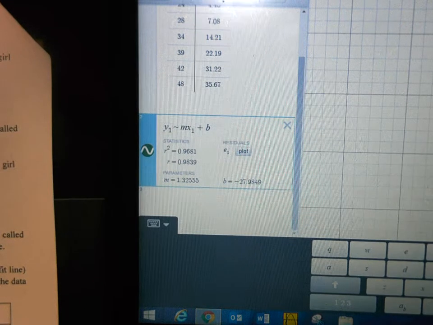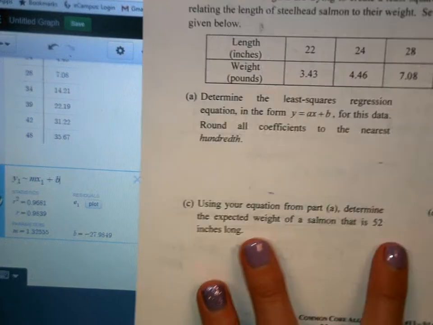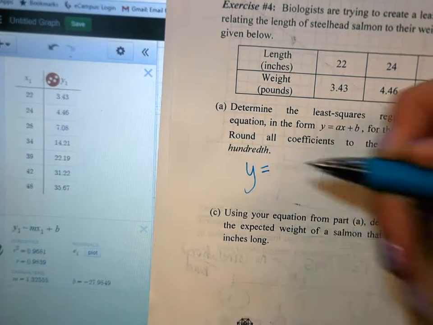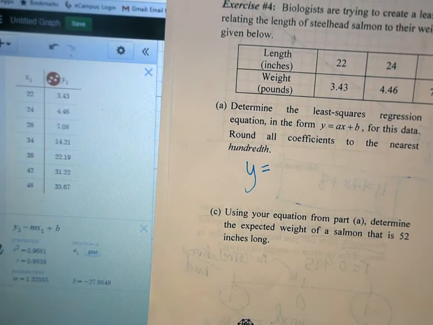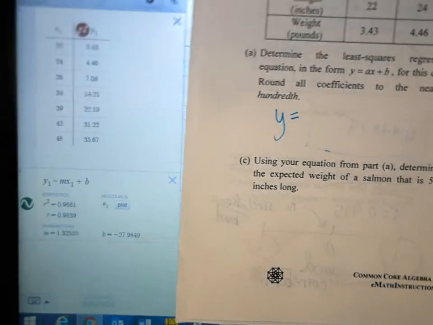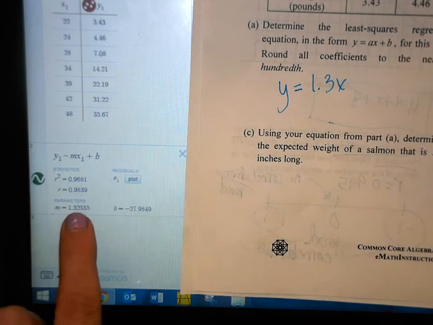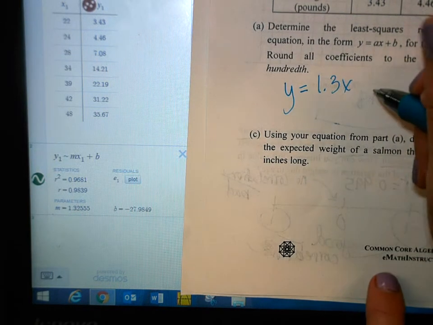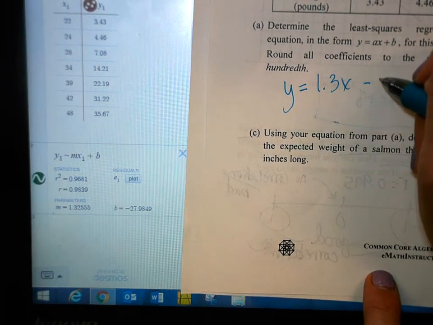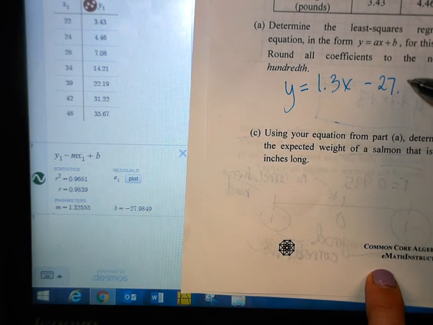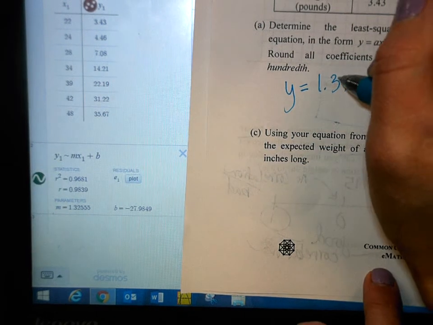Now, based on the information, I'm going to write on my notes, on A, what is my equation of the line? Y equals, what's my m value to the nearest tenth? You should have it on your screen. 1.33. Good, so 1.3x from my m value here. And then the b value is going to be negative 27.9. Oh, it says to the nearest hundredth, sorry. 1.33 and then negative 27.98.